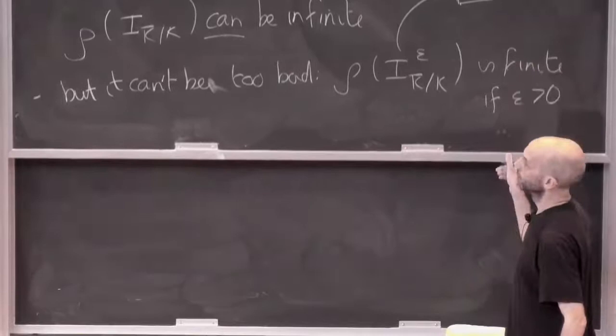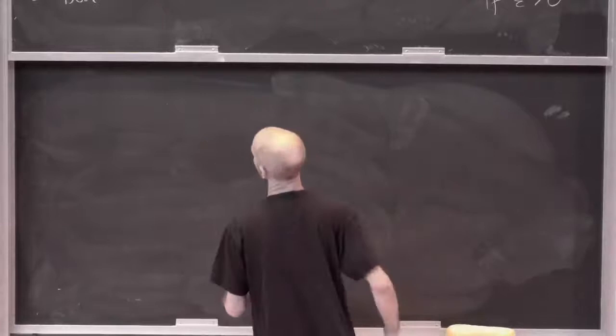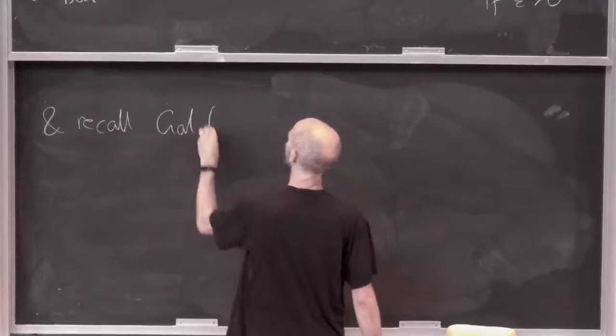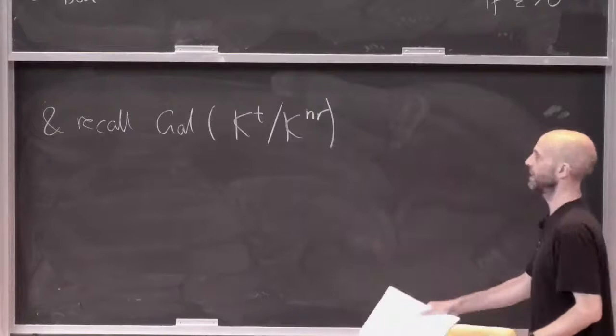So the issue is tame inertia, and recall Gal(k^tame over k^unramified). I'm not particularly scared of the unramified thing because that's cyclic, but this is kind of cyclic as well. This is non-canonically isomorphic to the product.